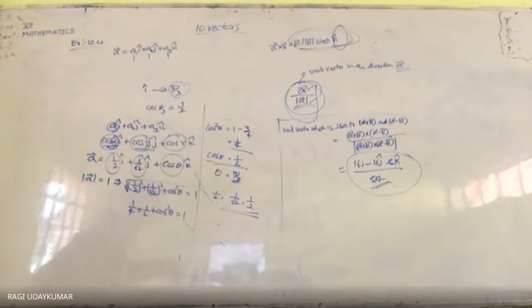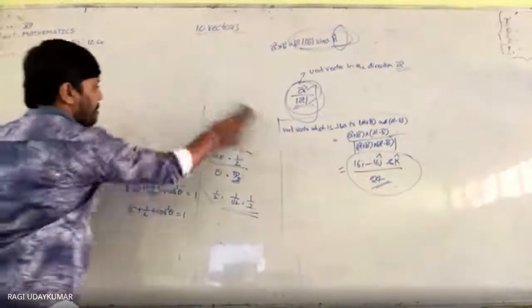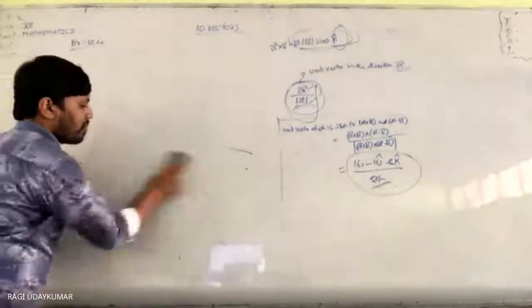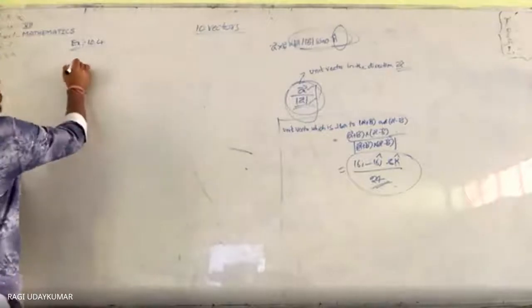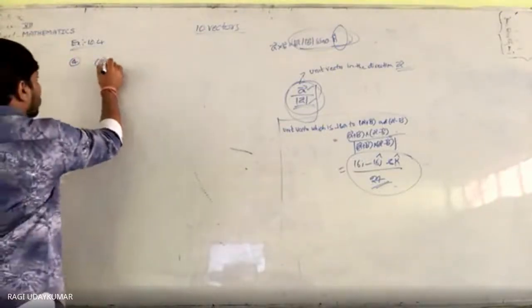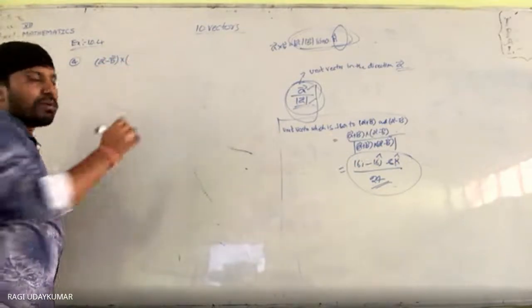The fourth one is given to you. Show that the cross product, we have to show it. There is nothing very difficult in this, and you can easily show it. Let us see that one also. The fourth problem: the question is the cross product of A bar minus B bar and A bar plus B bar.